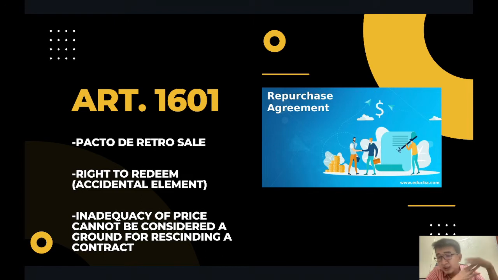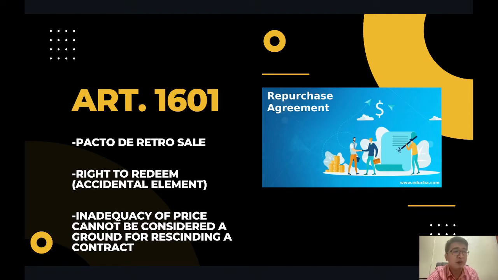Okay, so within 6 months, may right si seller na bilhin ulit yung property pertaining to that pacto de retro agreement. So, pwede niyang i-redeem yun within 6 months. If nag-lapse yun, hindi na niya pwedeng i-redeem yun and the buyer can now consolidate his ownership in favor of him. Okay? Itong right to repurchase or right to redeem is only an accidental element.